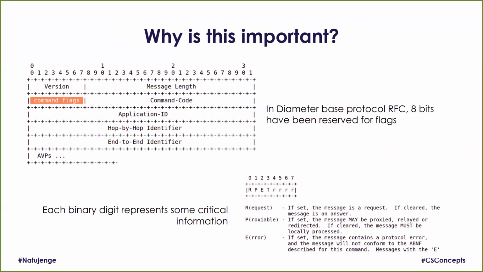So in the case of Diameter protocol, we have 8 binary digits that represent special flags that are very important to the receiving node. So the first bit represents the request. If it's on, it means it's a request. If it's off, it's an answer. Proxiable, the second bit or the second binary digit, when it is on, that message can be proxied. When it is 0, it cannot. And the third binary digit definitely represents error. When it is on, it's an error message, and when it is off, it means that there is no error.